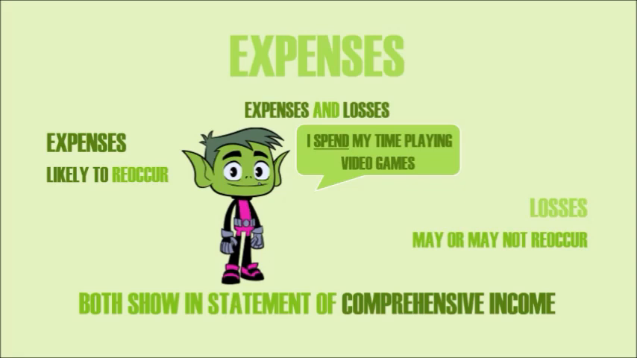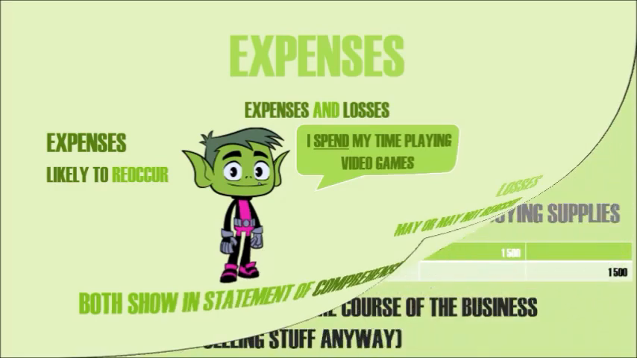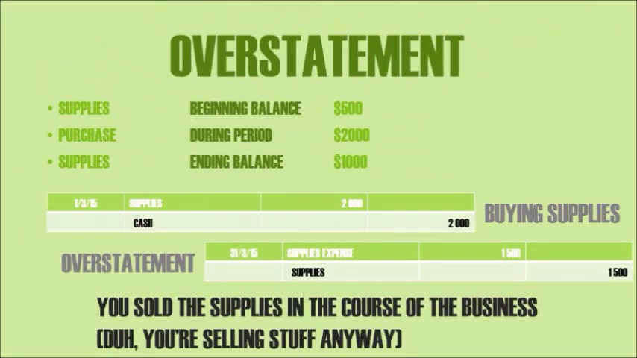Some events are not recorded daily because doing so would be inefficient, such as supplies being used. You can just adjust them at the end of the period. Some events are not reliably known until the end of the accounting period.